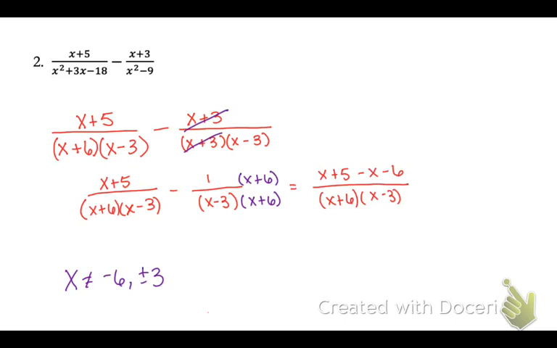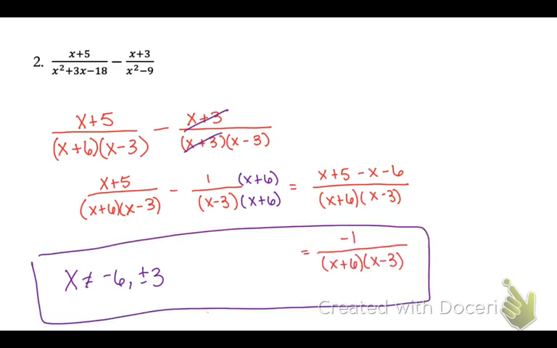So I'm going to go ahead and in the top multiply in the negative 1. So we end up with negative x minus 6. Combine our like terms in the numerator, and we end up with negative 1 over x plus 6, x minus 3.